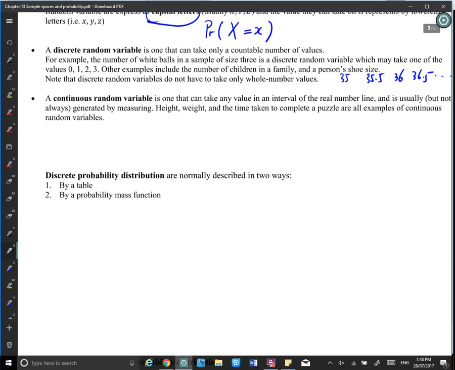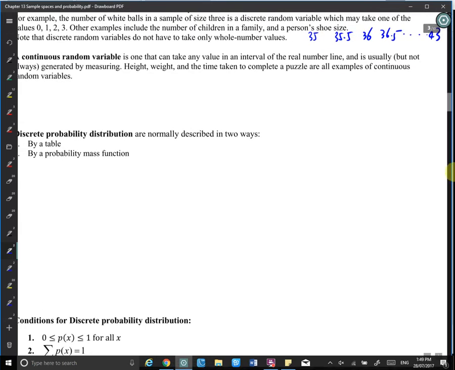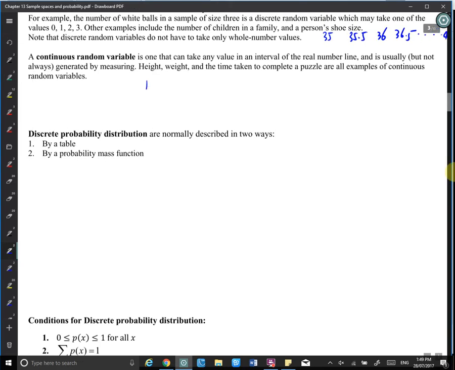You can be 171.221, it's still possible, or you can take any number in between, maybe 1 meter to 2 meters, any number in between 1 meter to 2 meters. That's continuous, but be careful, there is another type. Let me just give you an example.